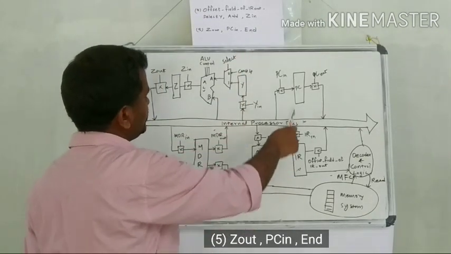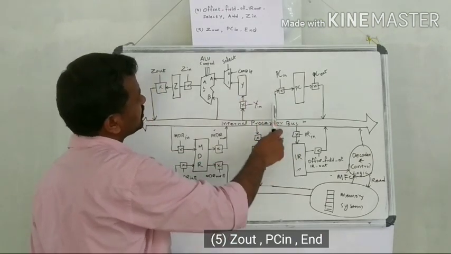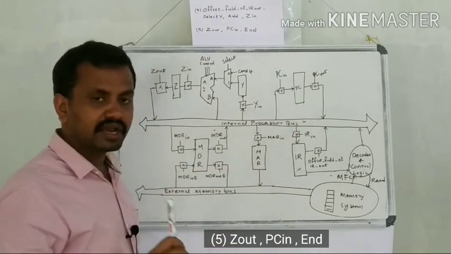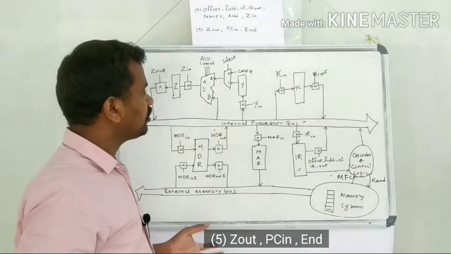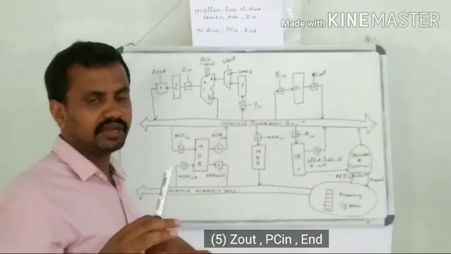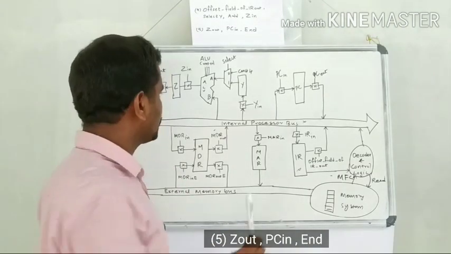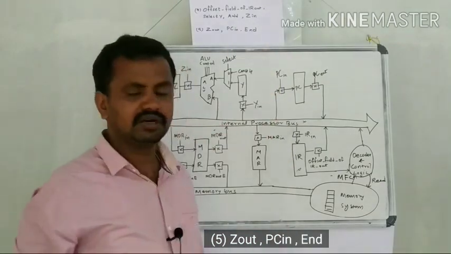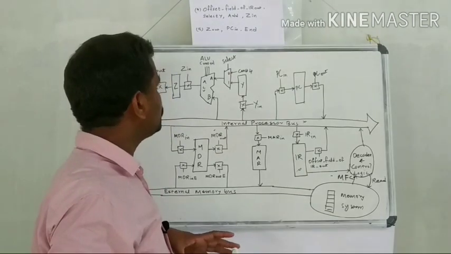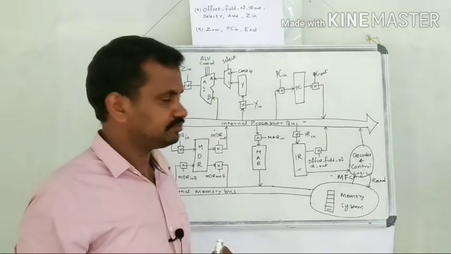Then PC in is activated. So this line is activated. So the branch target address will be available on the PC register, and the content of the PC will be replaced with the branch target address. Next instruction executed will be from the branch target address. End. So these are the control signals generated during the execution of an unconditional branch instruction.